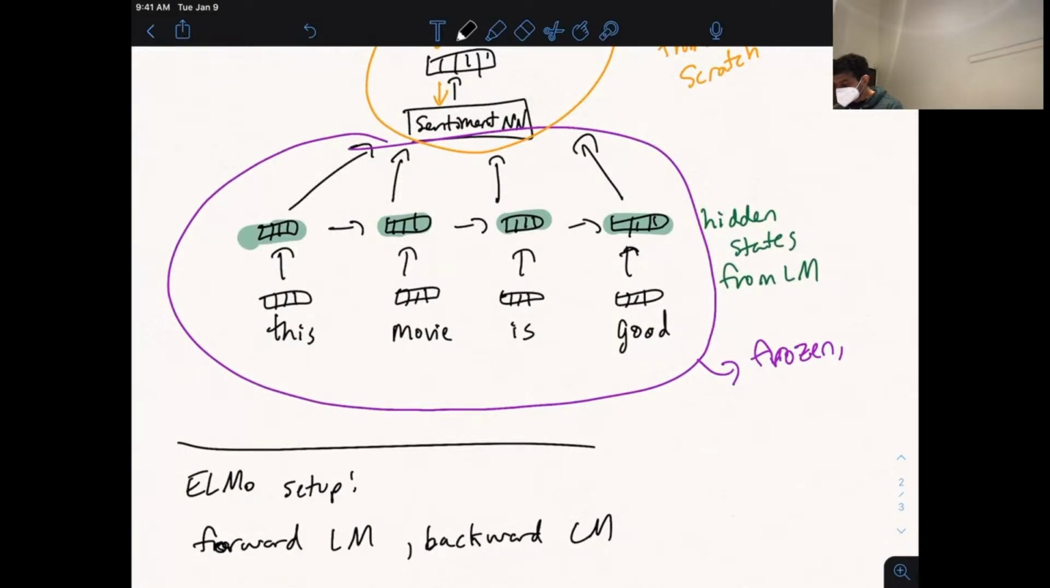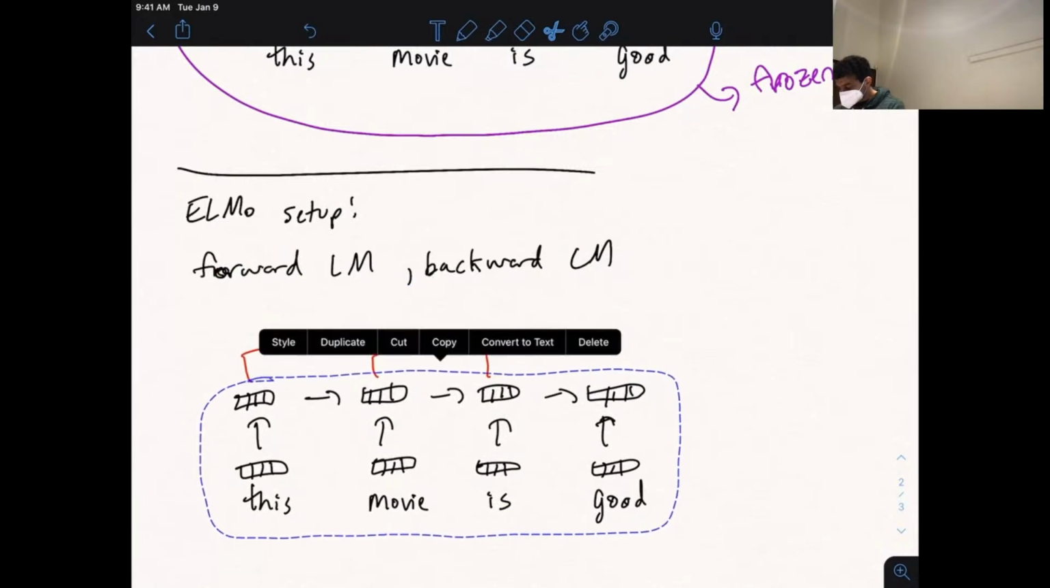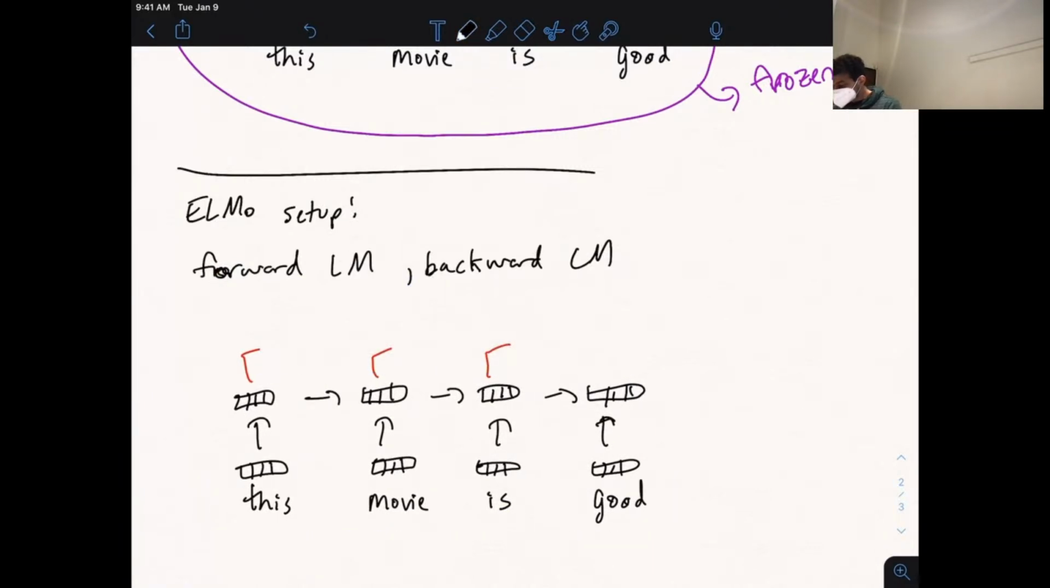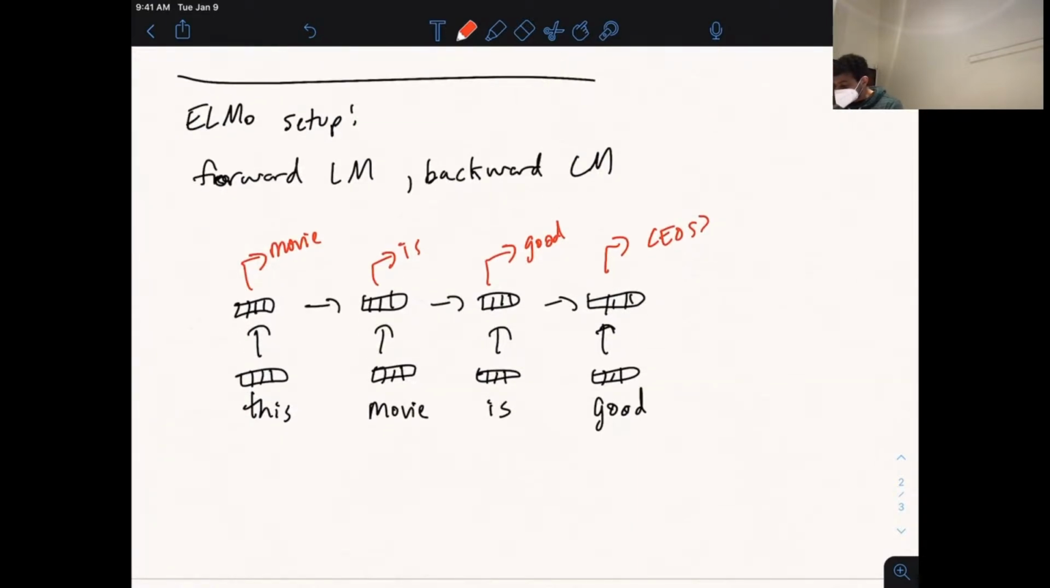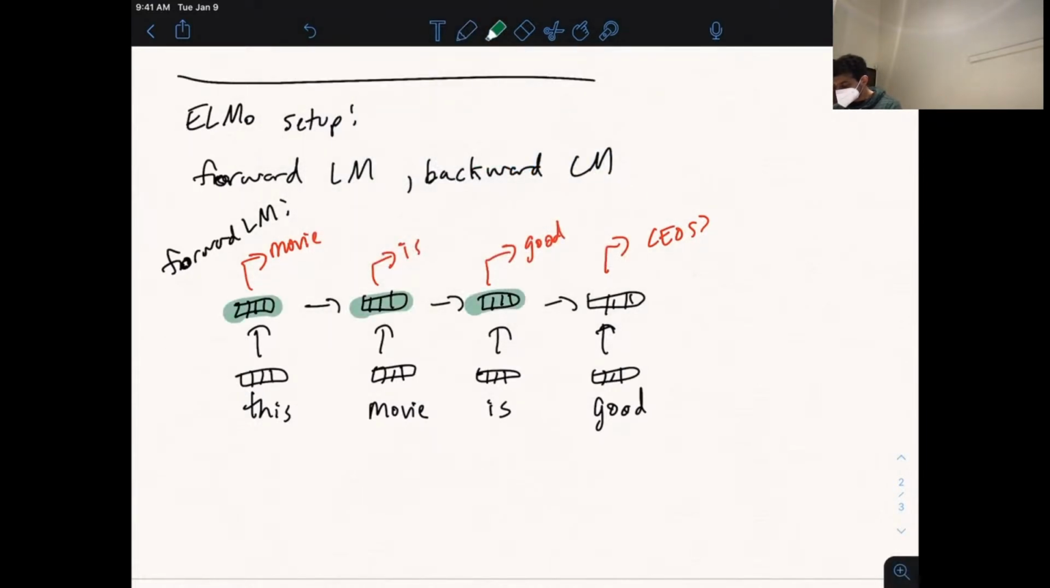So what does this mean? Maybe I can paste this again. So this was my language model in the forward direction. Here I predicted movie, here I predicted is, here I predicted good, here I predicted the end of sequence token. So this is the forward LM, and let's color its hidden states using this. This is one component of the model.